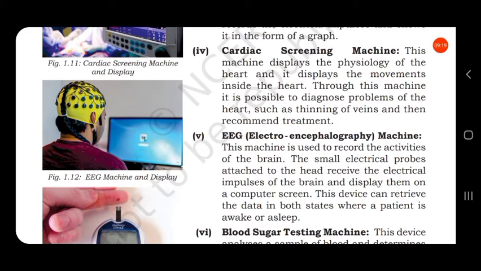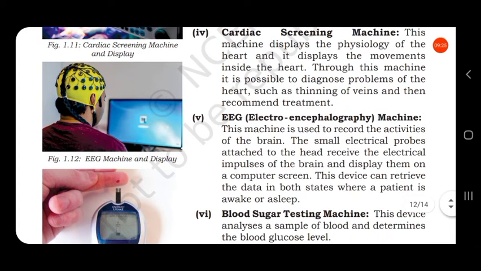So, doctors can use EEG machine to check the functioning of the brain, whether there is any tumor or any problem related to brain. EEG machine can be used.